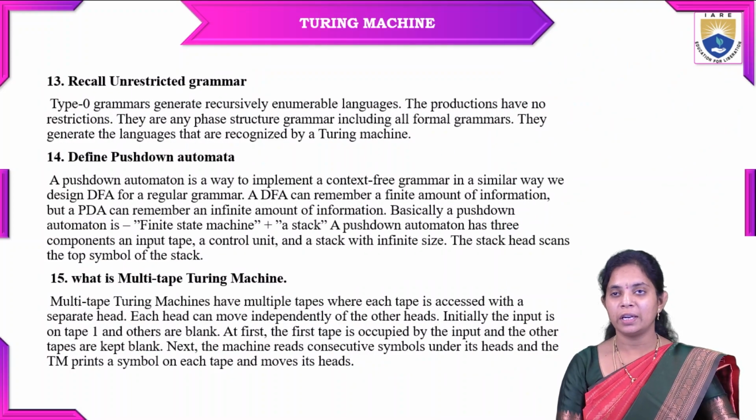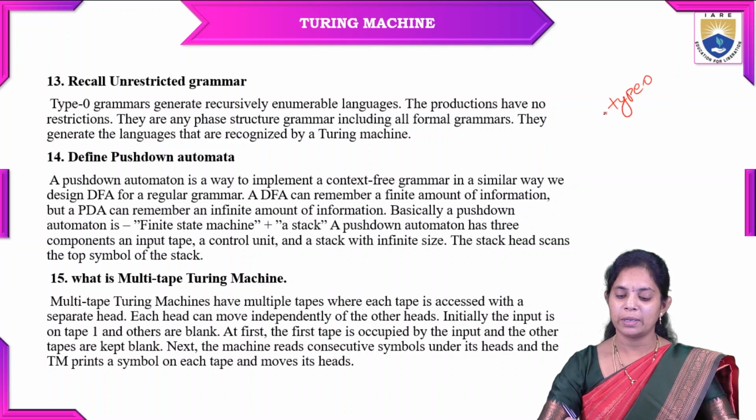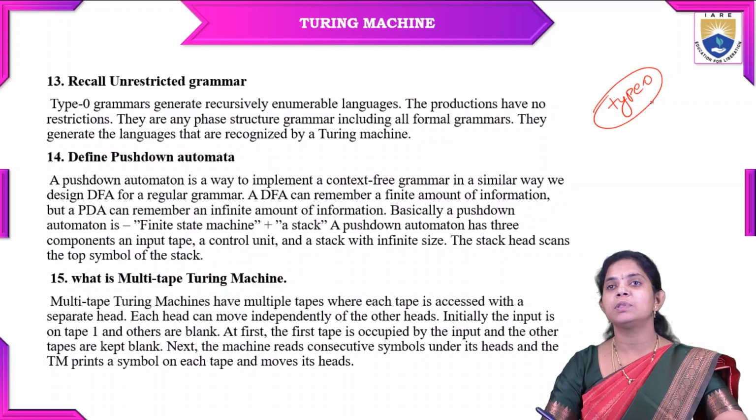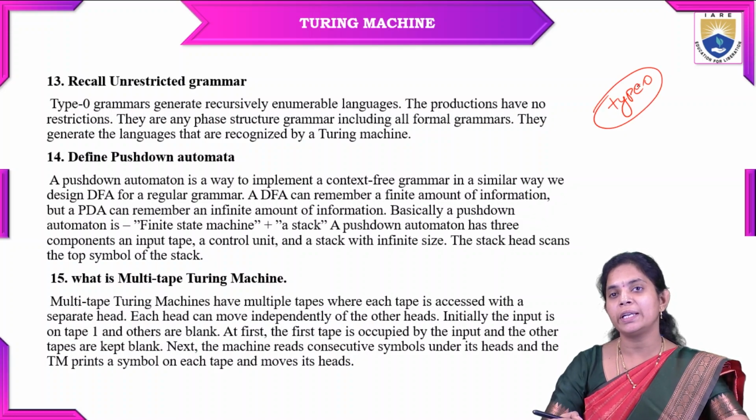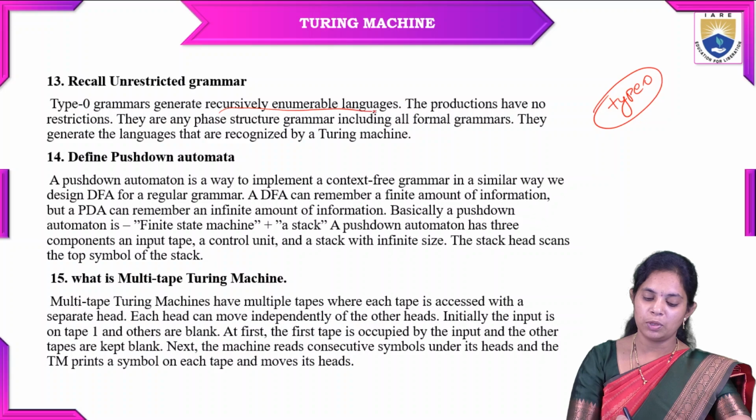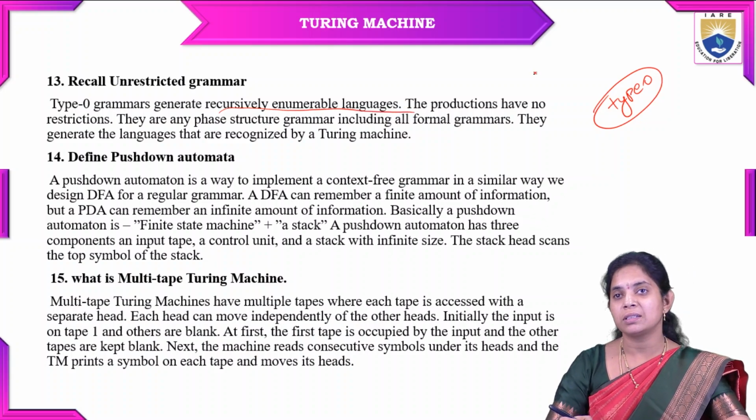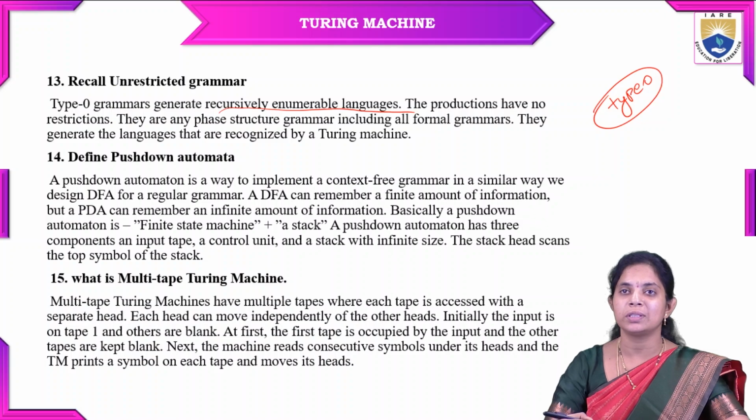This is the context sensitive grammar. And unrestricted grammar is nothing but a type 0 grammar. With type 0 grammars we can generate the recursively enumerable languages. In the productions there is no restriction. The left hand side and right hand side have no restriction on length. This is recognized by the Turing machine.